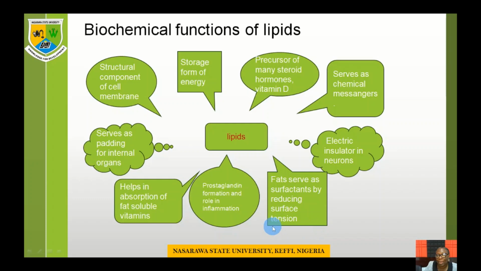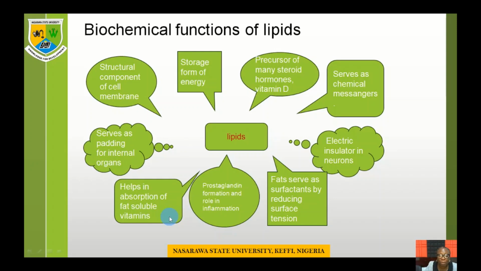Okay. Then also lipids form prostaglandins. Some lipids form prostaglandins, and these prostaglandins are very, very important in inflammation. They serve to regulate inflammation. Lipids also help in absorption of fat-soluble vitamins. The fat-soluble vitamins are vitamin A, vitamin D, vitamin E, and vitamin K.